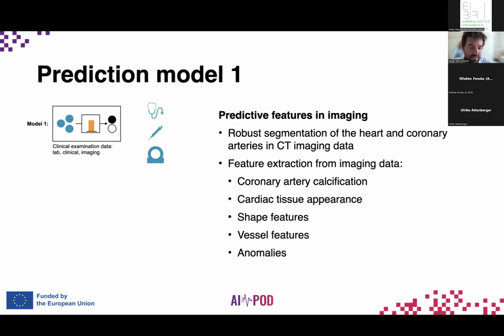This first prediction model right now is based on imaging data, laboratory and clinical data. We are focusing right now, for the preliminary results, on getting good, stable and robust algorithms running and evaluated that allow us to extract features from imaging data. We're collaborating here, of course, also with partners.